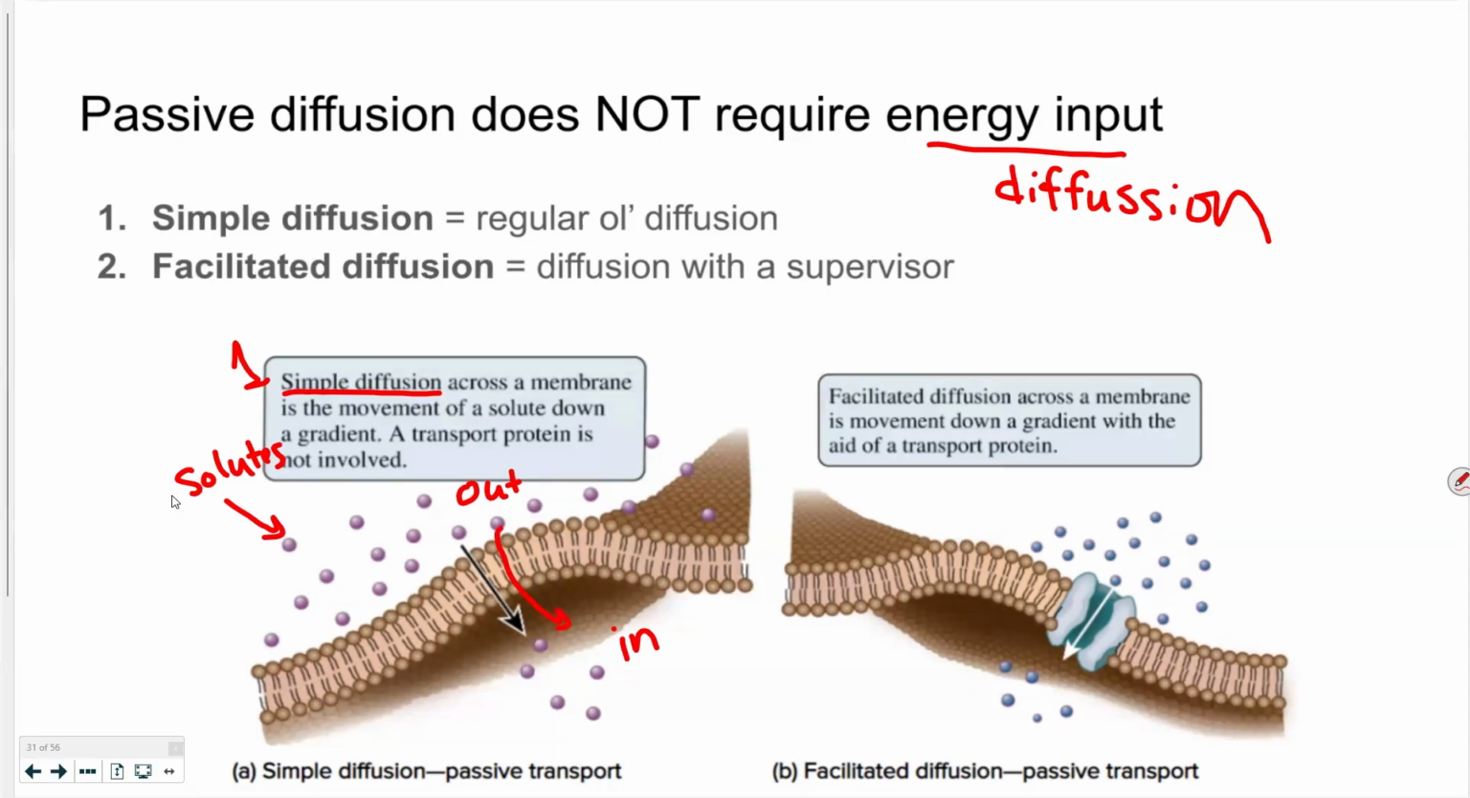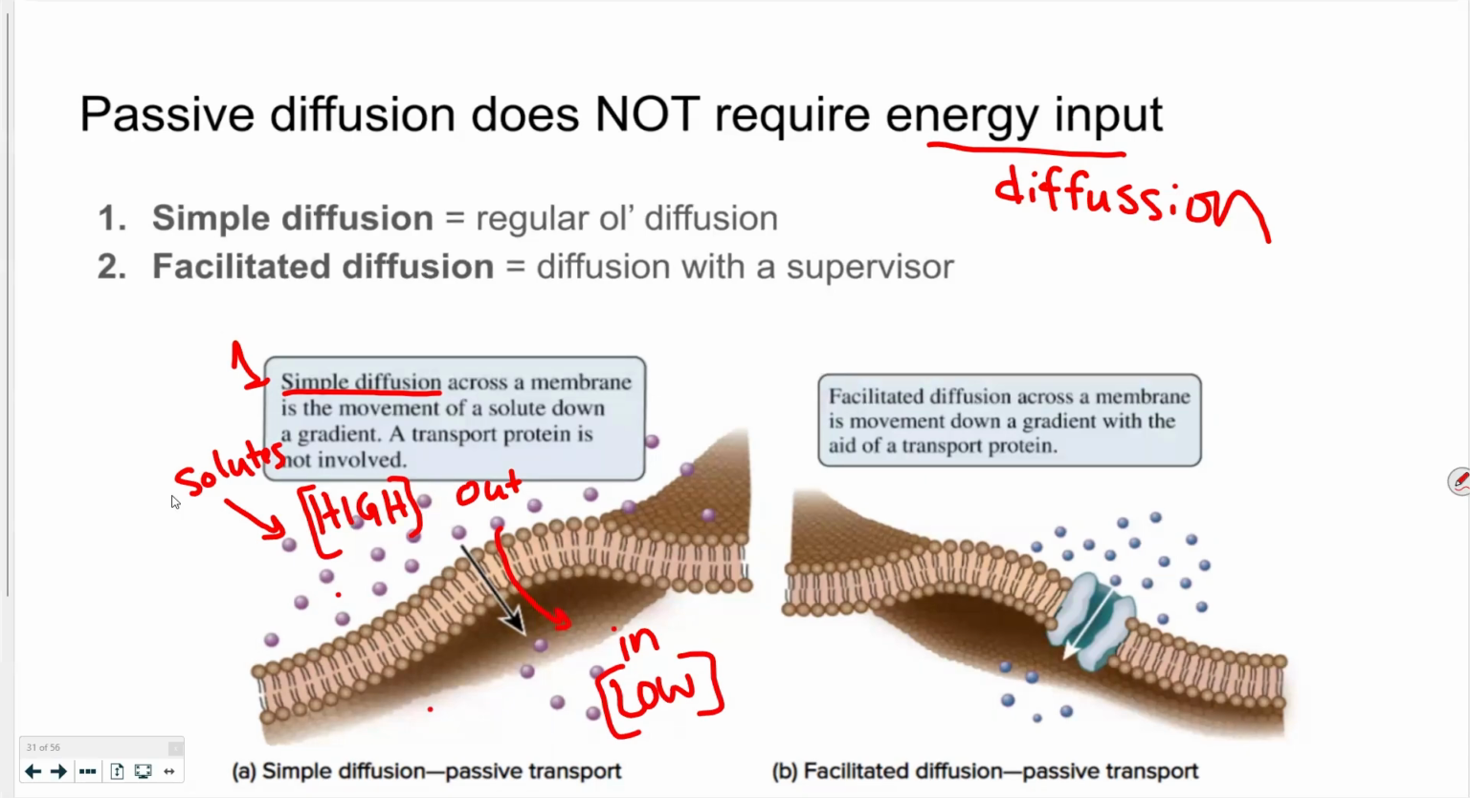In this drawing we have more purple circles on the outside. This is our high concentration area. Here's our low concentration area. Once we reach equal concentrations on the outside and the inside, then the net movement will stop. We will reach equilibrium when the concentrations are equal.